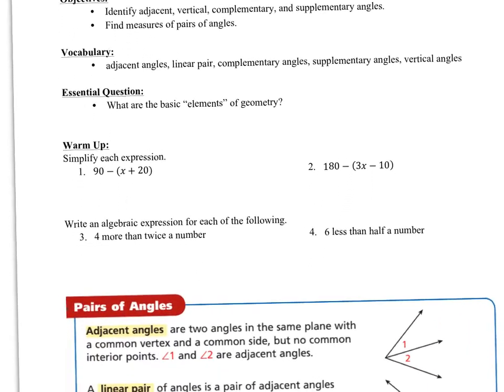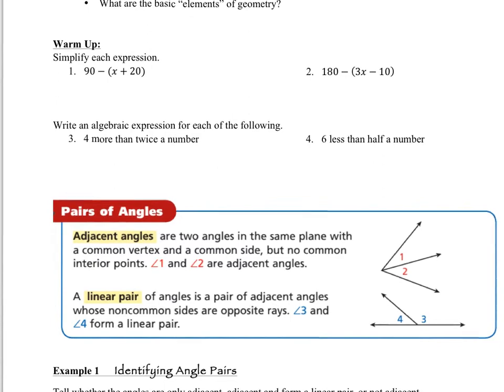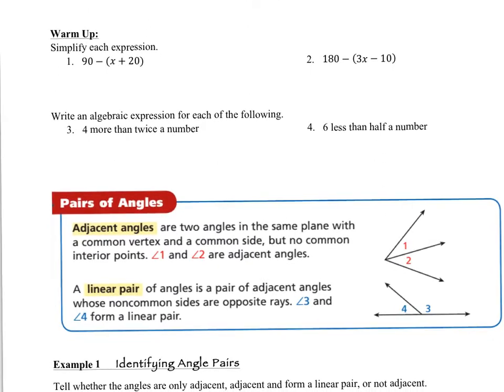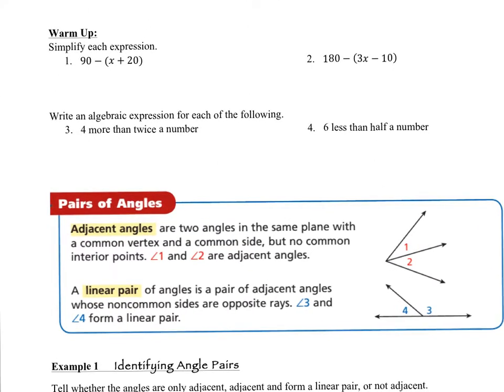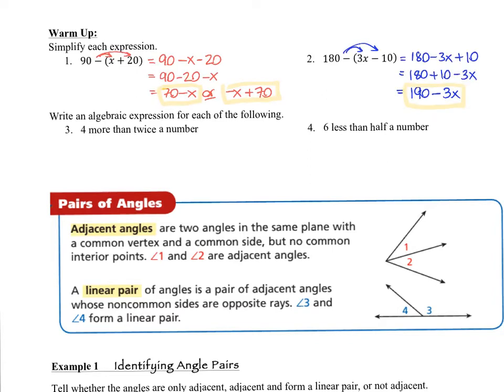I want you to work on questions 1 and 2 of the warm-up independently. You just need to remember to distribute that negative. When you're done with numbers 1 and 2, turn the video back on and we'll work on number 3 and 4 together. Hopefully you didn't have any difficulty with these, so check your answers, and if you have one incorrect, go back and take a look at the work that's shown here.